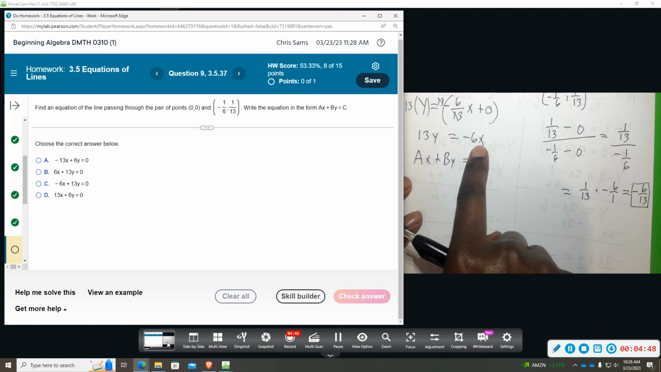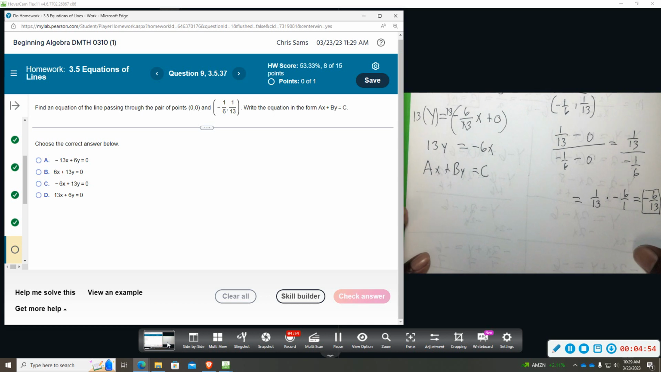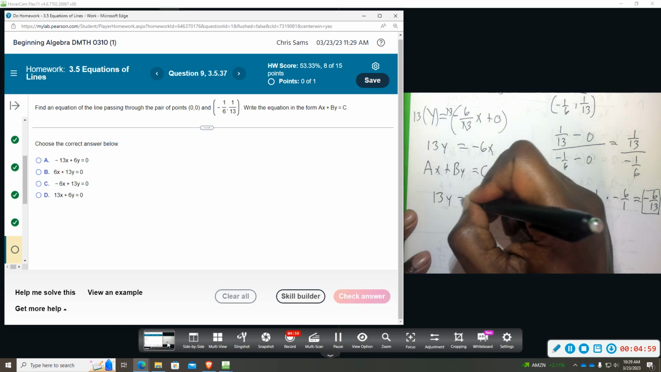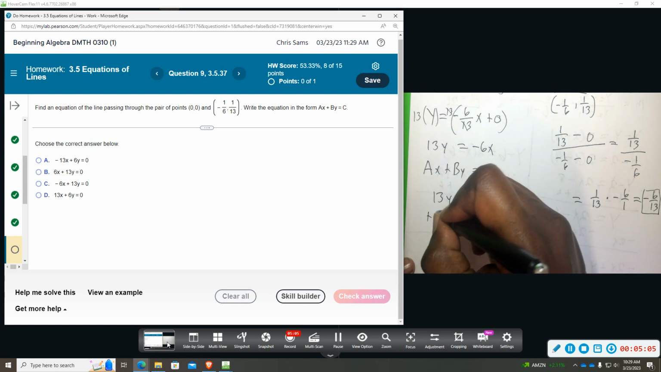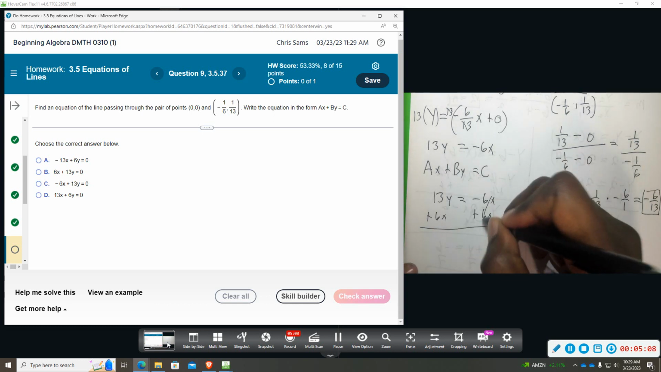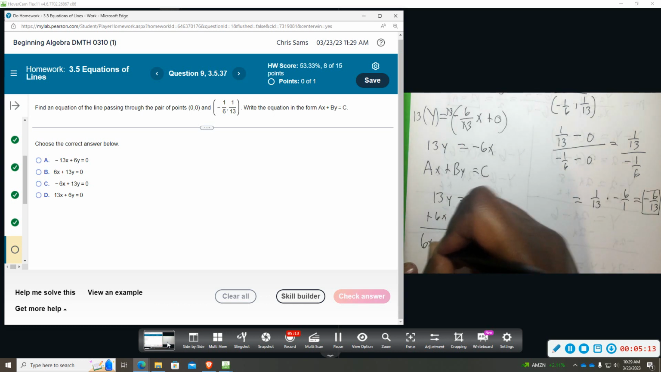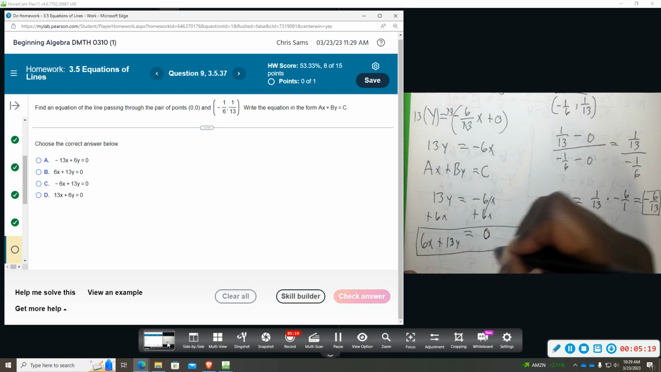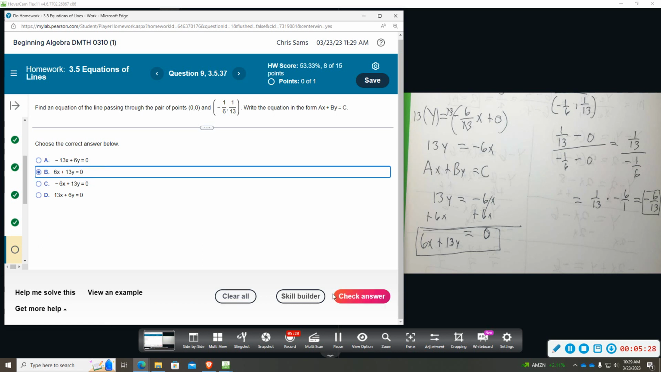Now, to get this in standard form, x and y need to be on the same side of the equal sign. So I'm going to rewrite this down here, 13y equals negative 6x. And I'm going to add 6x to both sides. So on the right side, I'm left with 0. And on the left side, I have 6x plus 13y. And now that's in standard form, and that gives us answer choice B.